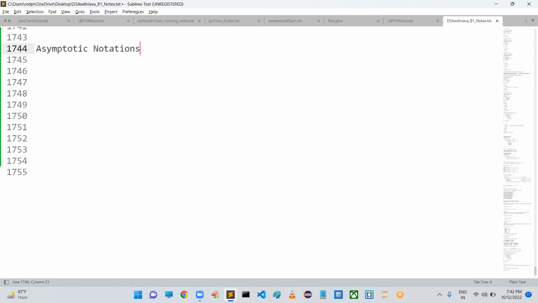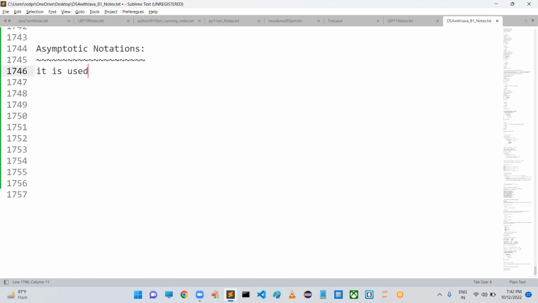Sir, what is meant by asymptotic notations? Very simple. These are the terminology that enables us to calculate the time complexity and space complexity of any algorithm. It is used to measure or represent time and space complexities of any algorithm.